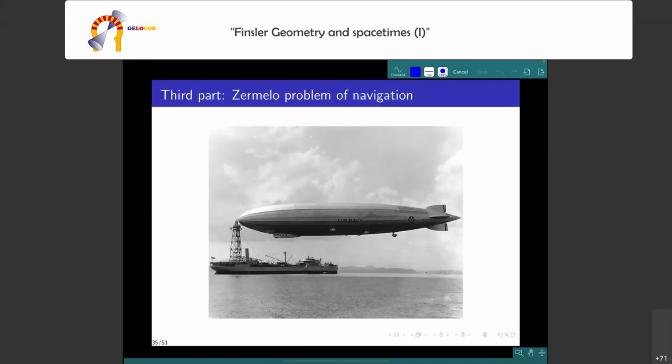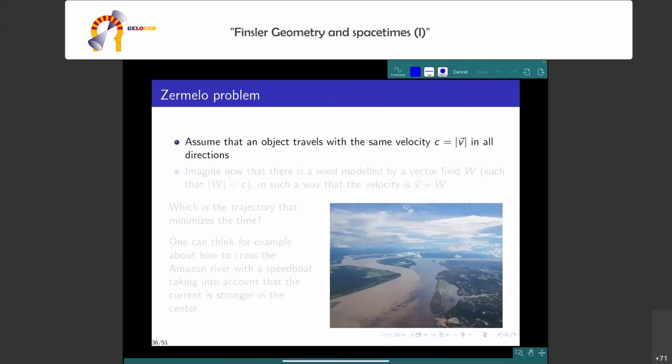Okay, so let's go now to the third part, the Zermelo navigation problem. In order to explain Zermelo navigation, just imagine that you have an object that in principle travels at a constant velocity in all the directions, but then there is a wind, and the velocity is not anymore v, which has constant norm, but it's v plus the wind. So now the velocity is not the same in all the directions. There is an anisotropy.